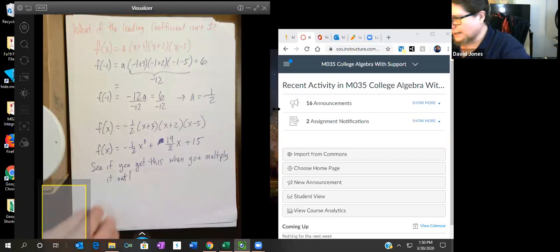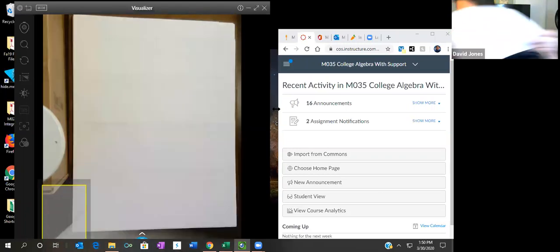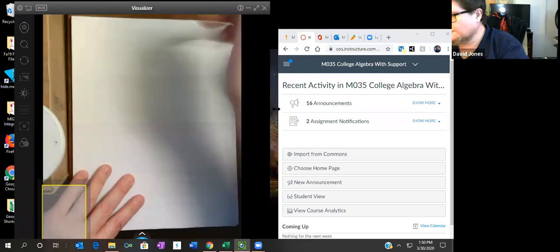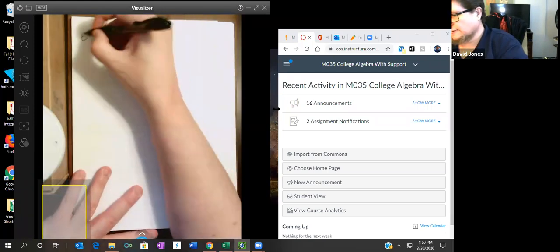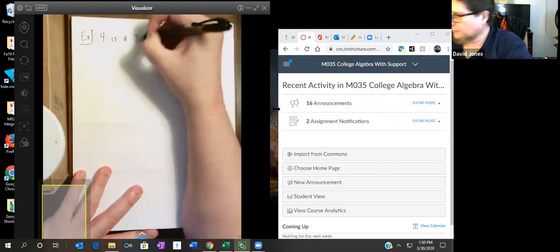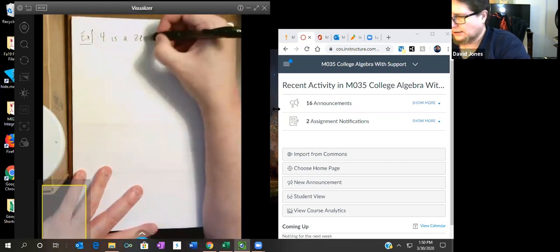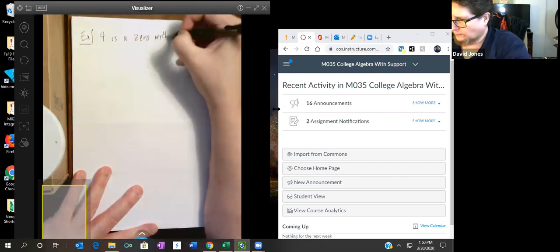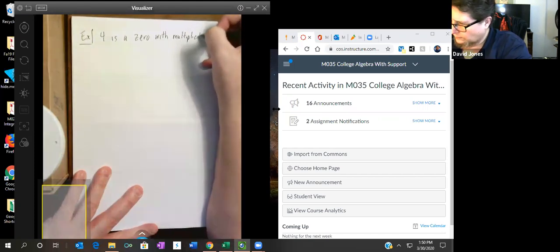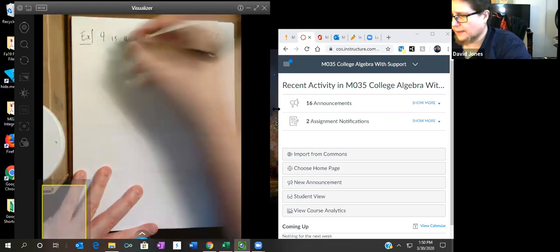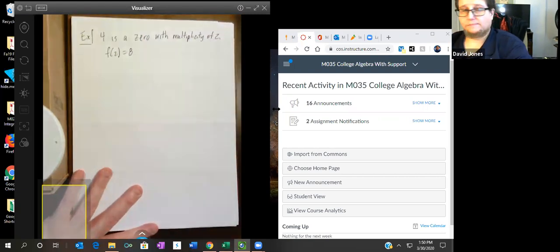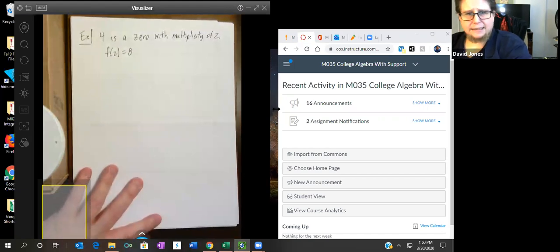We'll do one more example like that. See if you can figure it out. 4 is a 0 with multiplicity of 2. F of 2 equals 8. Pause it and see what you come up with.